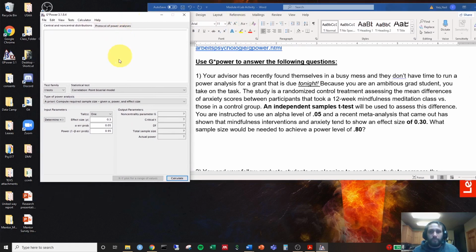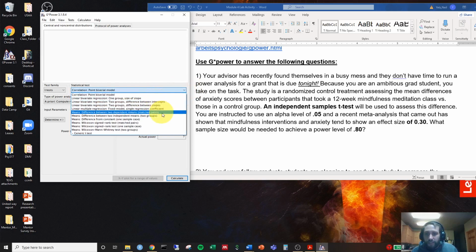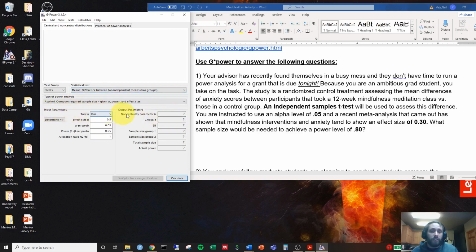Okay, so we go ahead. We know that we're performing a t-test, so that's correct. Our statistical test is going to be a means difference, independent means between two groups. It's not a matched pairs, so a mean difference between two groups. We know that this is a priori because we haven't done this study yet. We're going to set our tails to 2. Our effect size is 0.30. Our alpha value is 0.05. We're wanting a power level of 0.80, and we're going to keep our allocations the same.